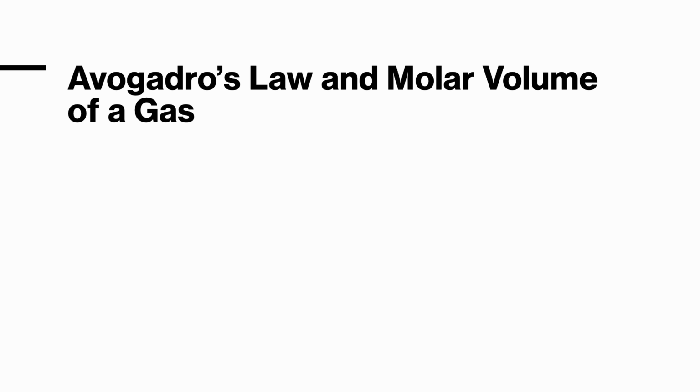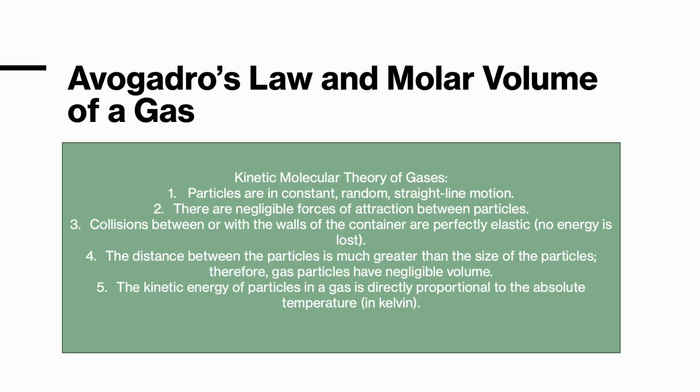Now moving on to explore further into gases, we'll look at Avogadro's law and the molar volume of a gas. So first off, we need to look at the kinetic molecular theory of gases. So this is 5 principles, and they are as follows. Number 1 is that particles are in constant random straight line motion. Number 2 is that there are negligible forces of attraction between the particles, that is the intermolecular forces.